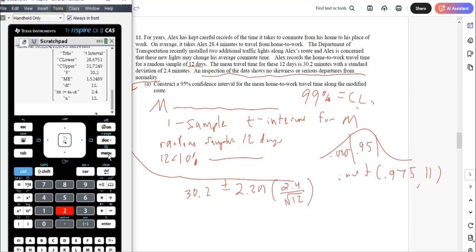See if we get the same. 28.68. Yep. So 28.68, comma, 31.72. So we are 95% confident that the interval from 28.68 to 31.72 captures Alex's true mean home to work commute time along the modified route.